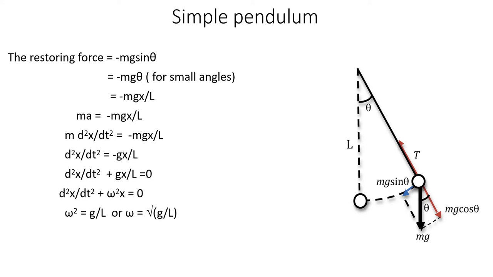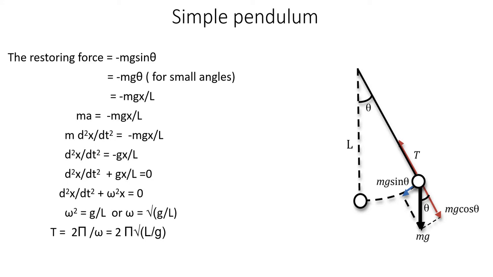And if you know omega, you can find the time period. Time period is given by 2 pi by omega, which is equal to 2 pi into root of L by g, and that is the time period of a simple pendulum. Is it clear? This derivation shows that the oscillations of a simple pendulum are simple harmonic, and hence obtains an expression for the time period.